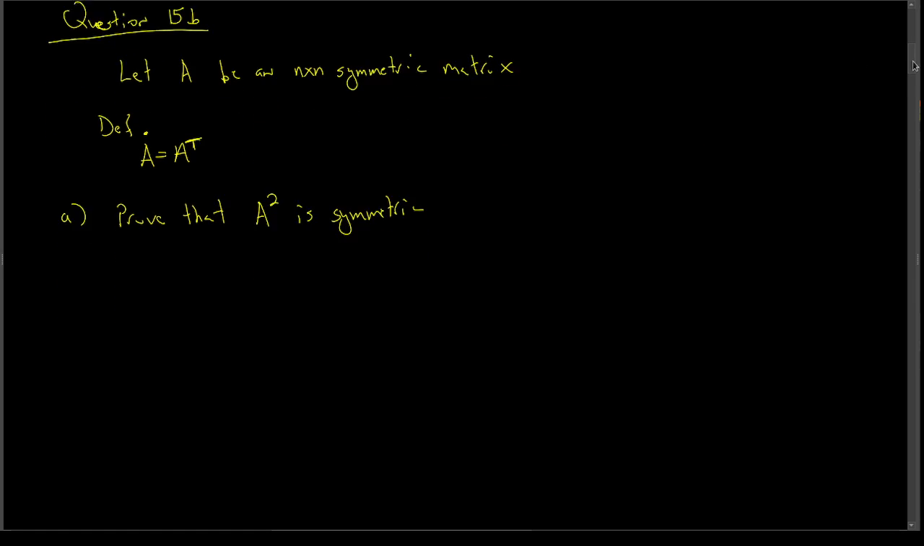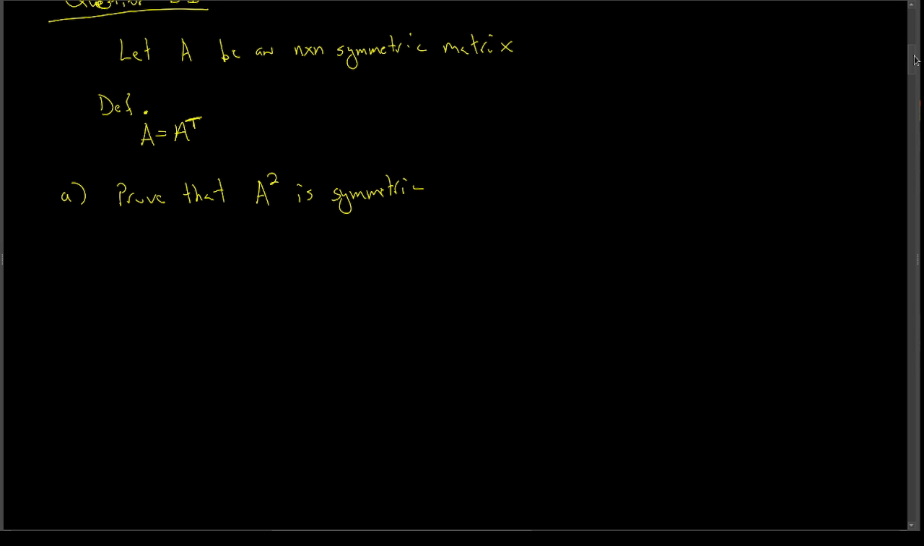And the book does a nice little proof that leads up to this. So we'll let A and B be symmetric matrices. Now we know matrix multiplication does not necessarily commute. So what we're going to say then is, is A times B symmetric?